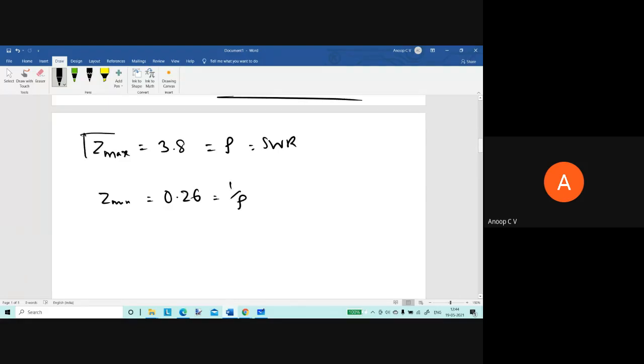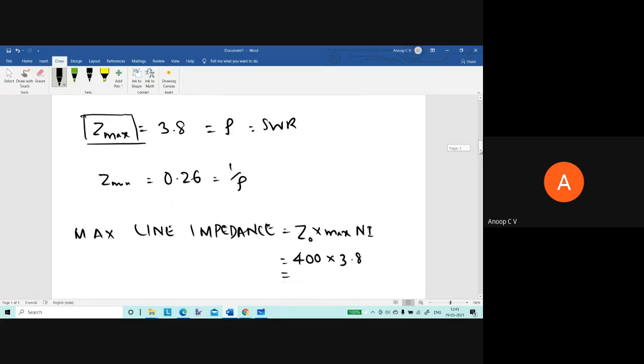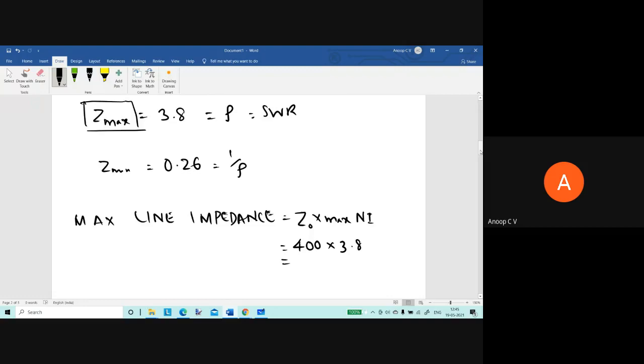Now if you want to find the maximum line impedance, it is equal to Z0 times the maximum normalized impedance. Z0 here, I think, is 400, and the maximum normalized impedance is 3.8. So what is 400 into 3.8? Can anyone help me out, please?